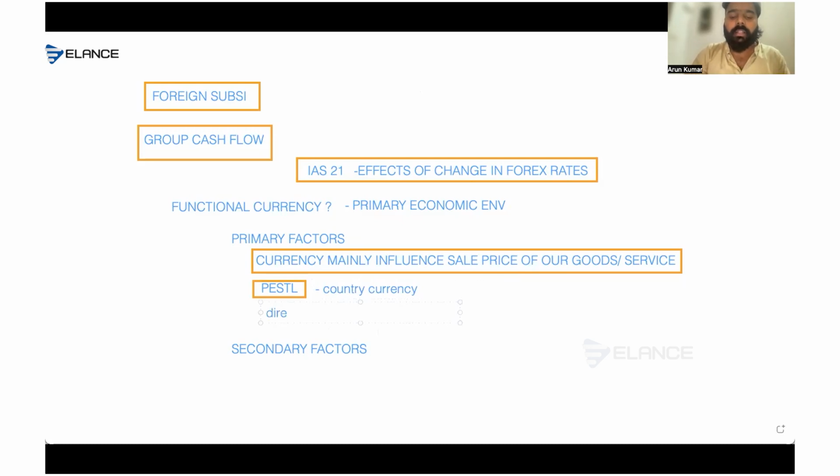Another easy way is to identify the current cost: in which currency you are mainly incurring your current costs, such as labor cost or material cost. These are the primary factors that will help us identify our functional currency. Is that clear, everyone? I think most of you have heard about it in your classes, so we are just quickly going through it. This is how you can mainly remember those things. Any doubts on the primary factors?